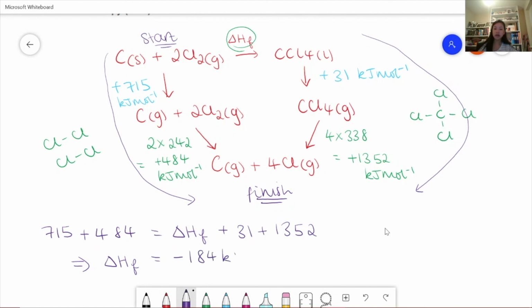184 kilojoules per mole. And we can check if this is right, because the rule is that when we form bonds, the reaction is exothermic, so heat is lost, heat is transferred to the surroundings, so this should always be negative.